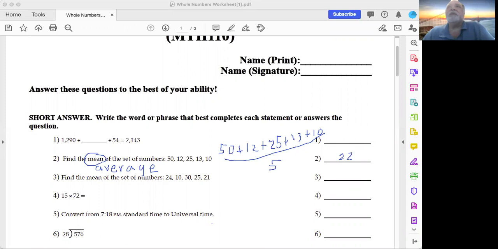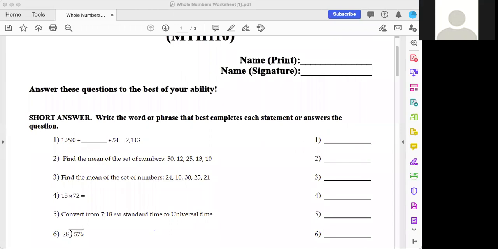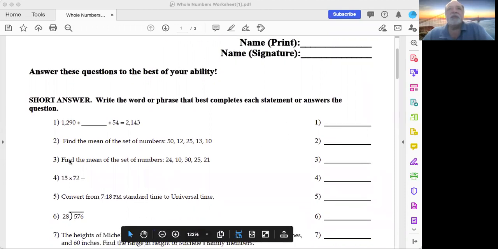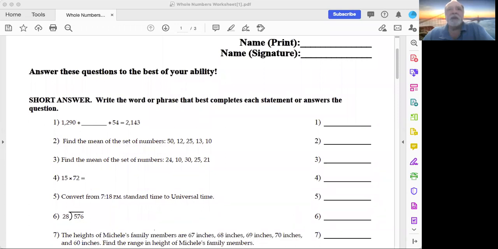All right, so we'll clear this out. All right, find the mean of the set of numbers 24, 10, 30, 25, and 21. Once you get there. I get it. It's 22. Do again. There you go. All right. 15 times 72. What'd you get there? I didn't get that. Okay, all right, so let's write it out.